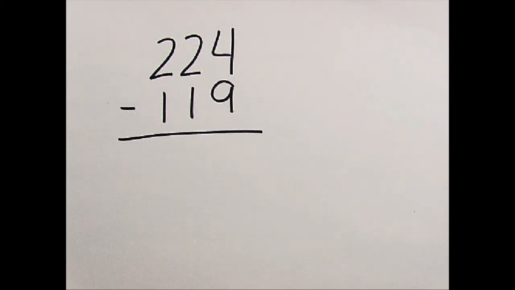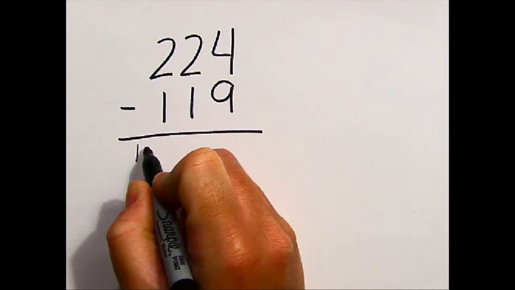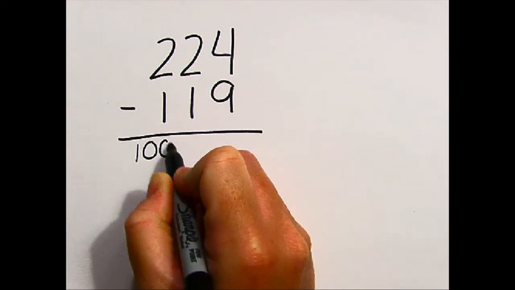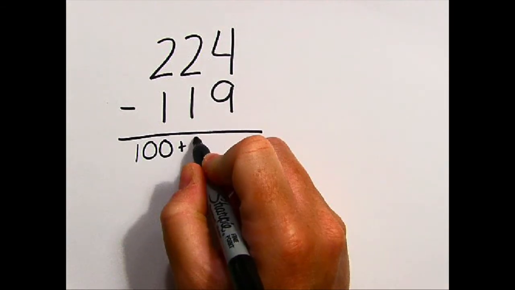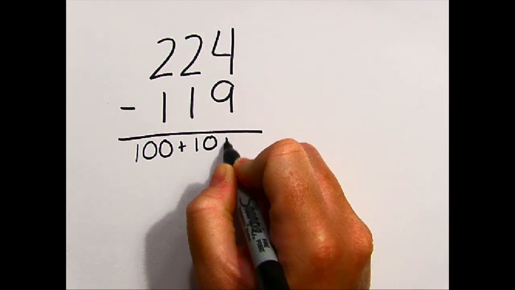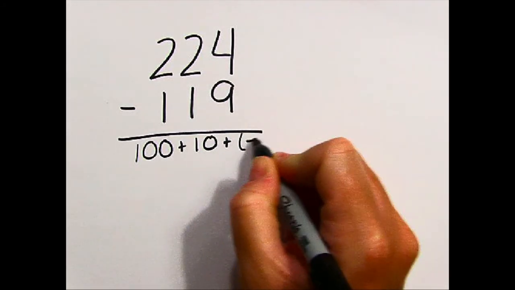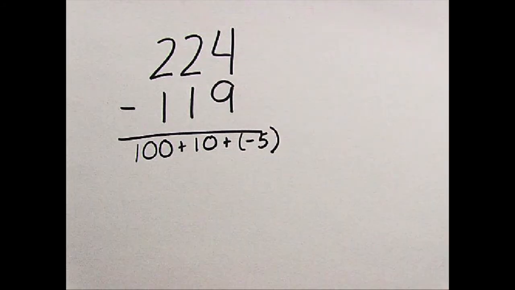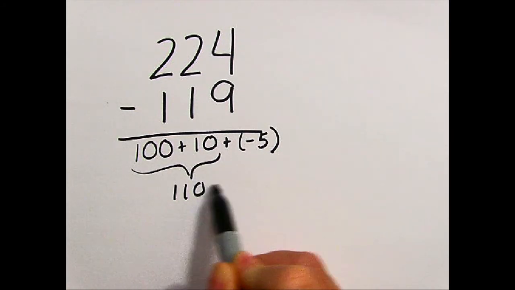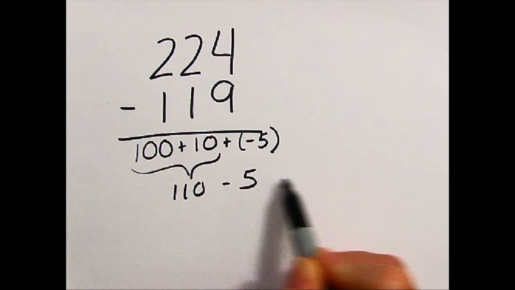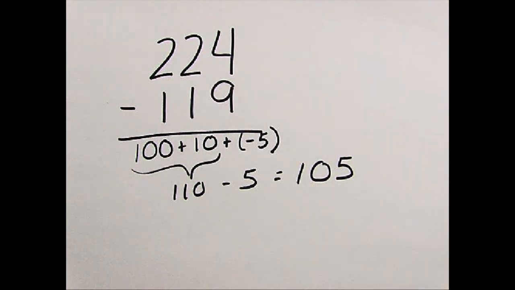So I'm going to start in the hundreds place and go 200 subtract 100 gives me 100. And then moving to the tens, I have 2 tens subtracting 1 10, which gives me 110. And finally the ones, I have 4 subtracting 9, which puts me in the negative by 5. Adding those together, I have 100 plus 10, which gives me 110, plus the -5 or subtracting 5 gives me 105 as my difference.